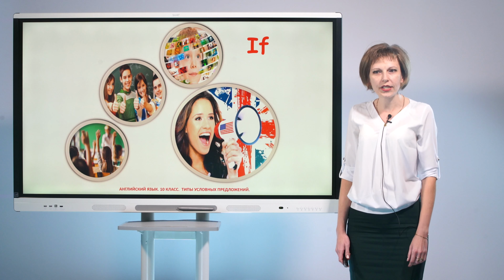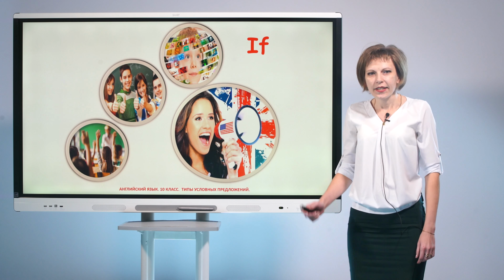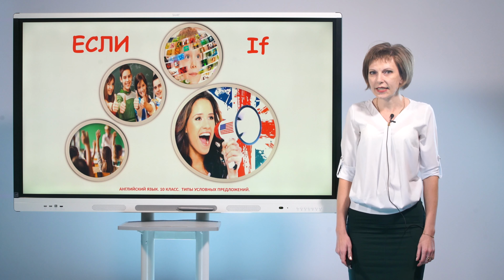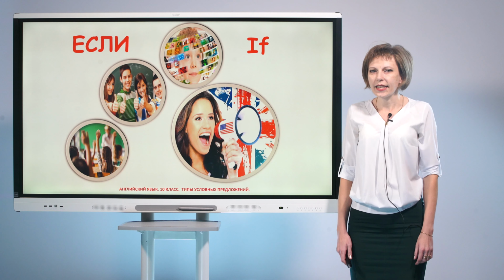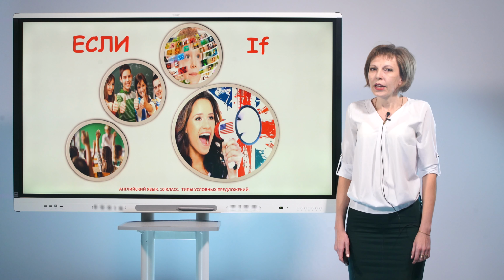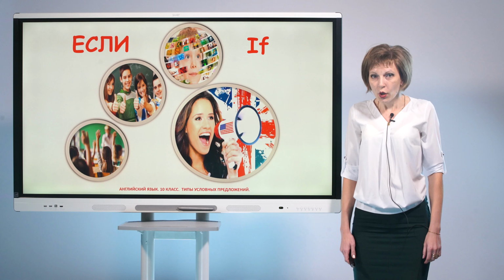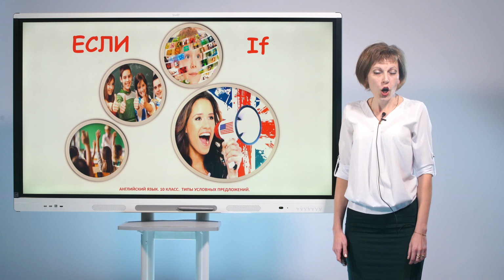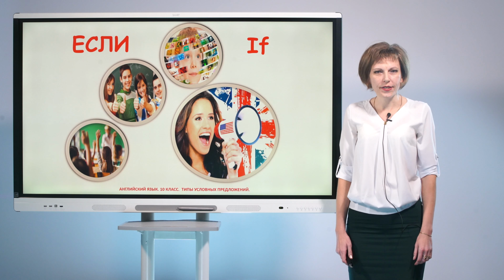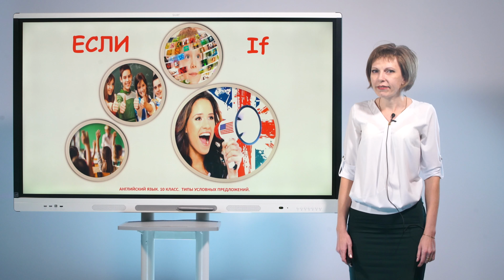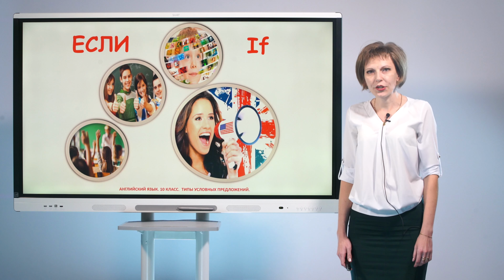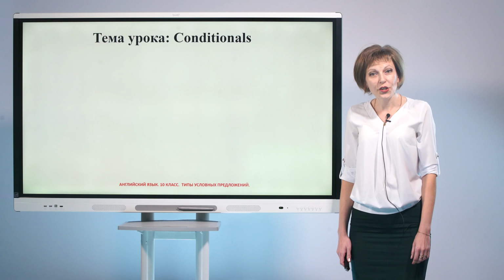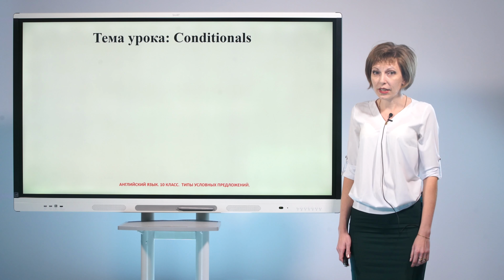Can you translate the word into Russian? Yes, the word if is translated as «если», and it contains some condition. Okay, so tell me please, what are we going to talk about in the lesson? Right you are, we are going to talk about conditions and conditionals. And the topic of our today's lesson is conditionals, types of conditional sentences.